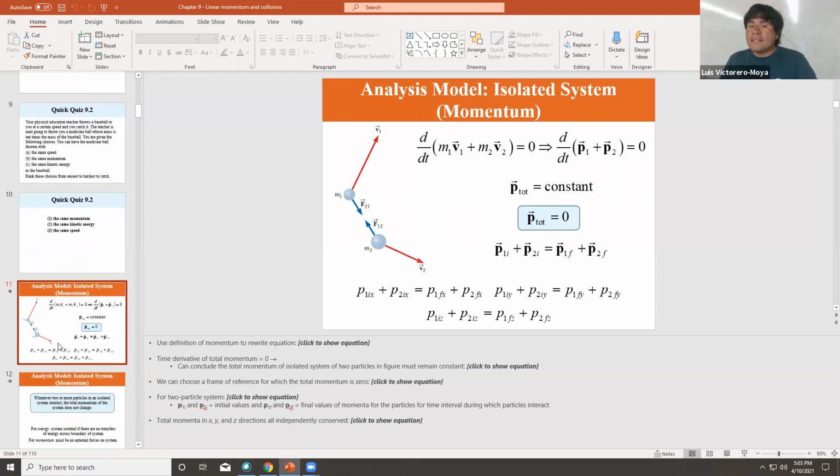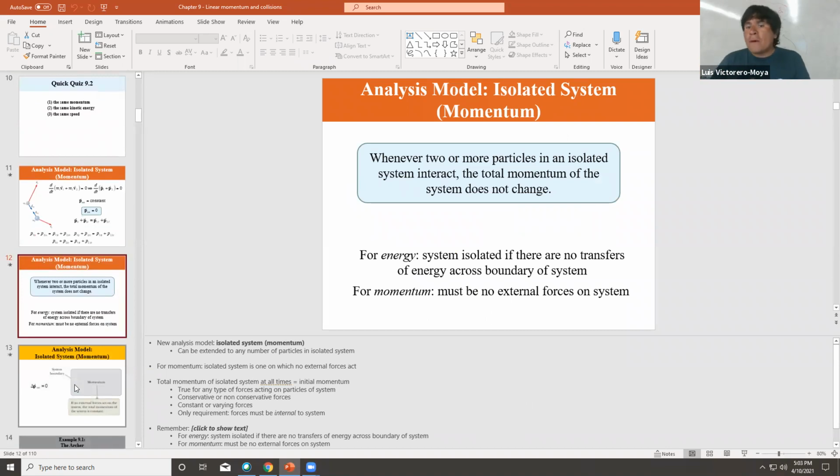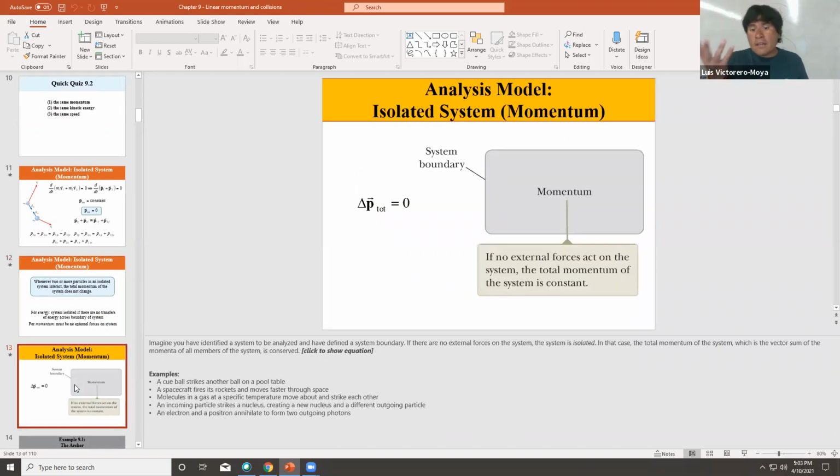If you have particles interacting in an isolated system, the action-reaction, F12, F21, the derivative with respect to time of the total momentum is equal to 0. That is a direct consequence of Newton's third law, if you think about it. So whenever two or more particles in an isolated system interact, the total momentum does not change. For example, a collision. An isolated system can be illustrated like that. No external force acting. So that's very crucial. This is for an isolated system where no forces are acting.